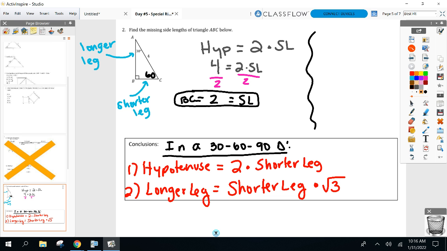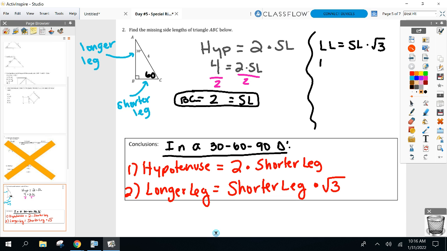What's the only one I need to find? AB, which I refer to as my longer leg. Use the rule. Look back. Use the rule: longer leg equals shorter leg times radical 3.